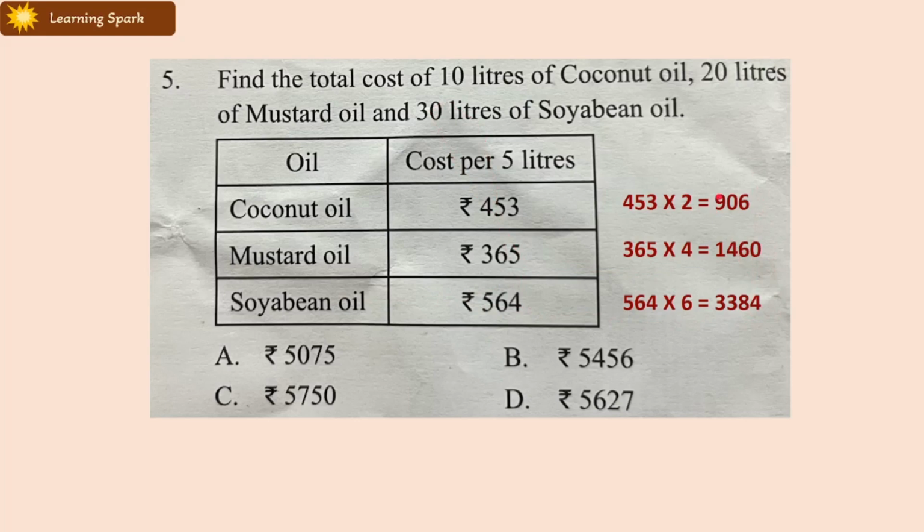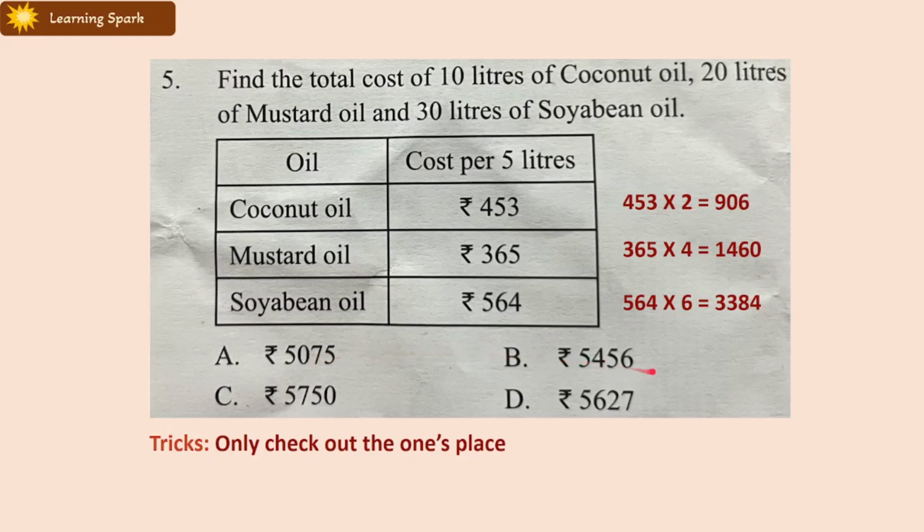Actually, we don't have to add this. We can apply a trick to save time. We can only check the ones place and we can say the answer. For example, here 6 is at the ones place, 0 is at the ones place and 4 is at the ones place. If we add these three numbers, what will come in the ones place? 6 plus 4, 10. 10 means 0 will come at the ones place, right?